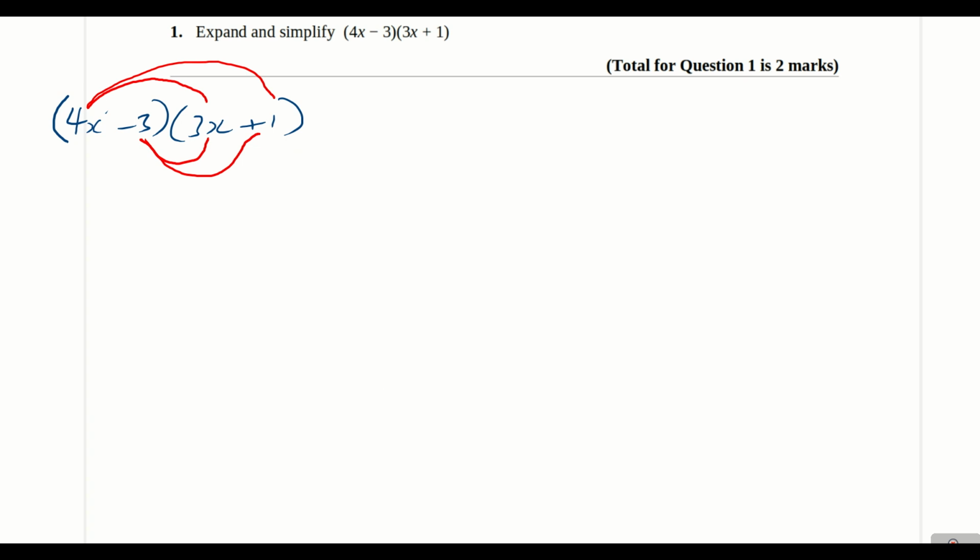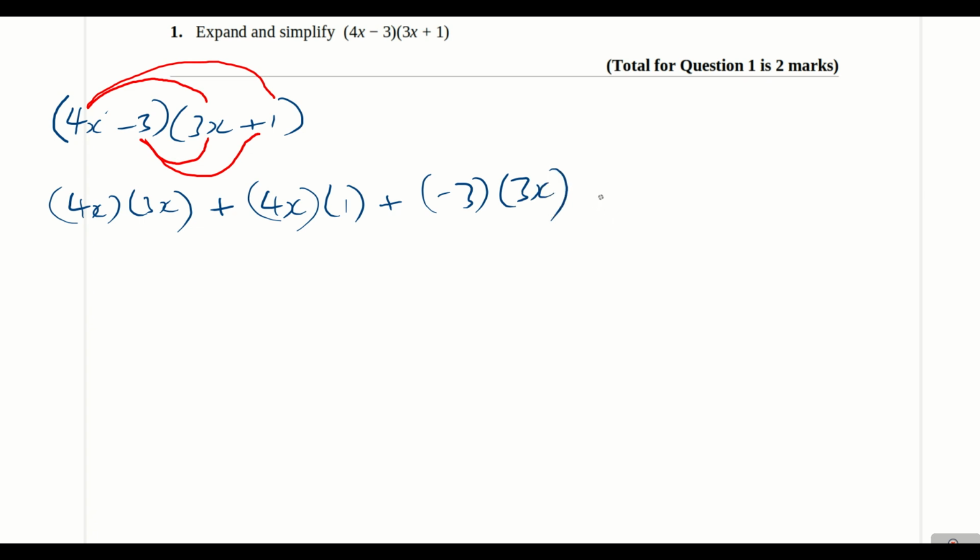Okay, now, so we start off 4x multiplied by 3x, and then plus, and then we do 4x multiplied by 1, and then plus, now be careful, don't forget the sign, minus 3 times 3x, and then plus minus 3 times 1.